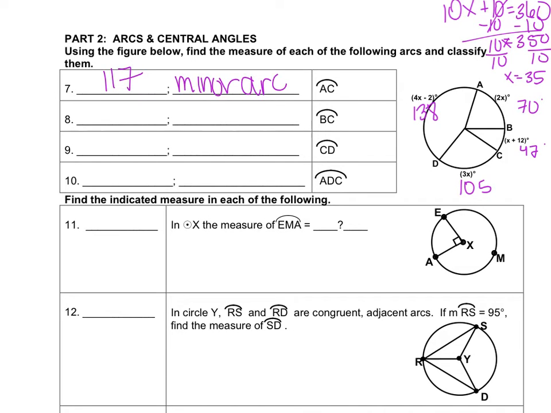Okay, the second one is from B to C. So BC right here is just 47 degrees. Since it's less than 180, it's a minor arc.